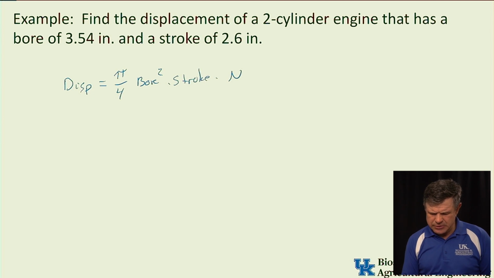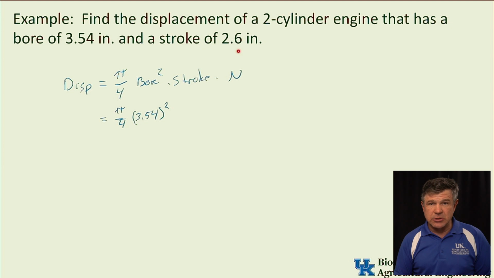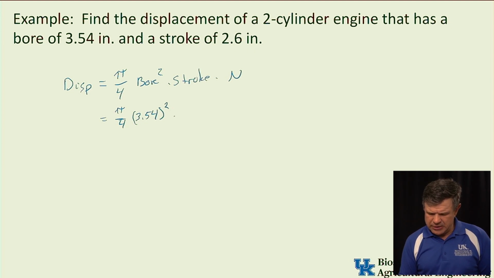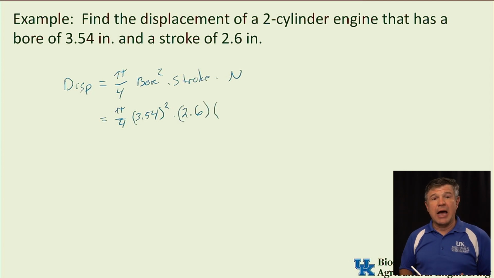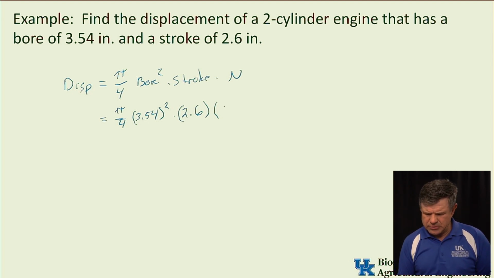Now let's plug some numbers into this equation. So this is equal to pi over 4. What is my bore? If I look at my question up here, my bore is 3.54 inches. So I take pi over 4 times 3.54, and in my equation, that has to be squared. The next thing is the stroke, and I see from the question up here that my stroke is 2.6 inches. So I multiply this by 2.6. And then I've got to multiply by the number of pistons. How many pistons do I have in this engine? We said it's a two-cylinder engine, so I multiply this by 2.